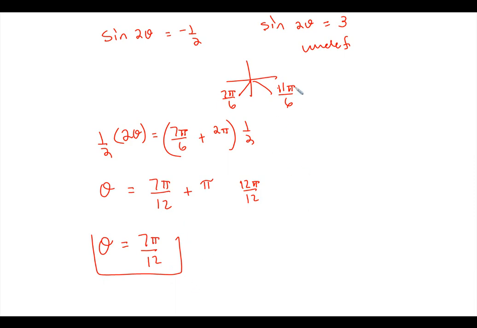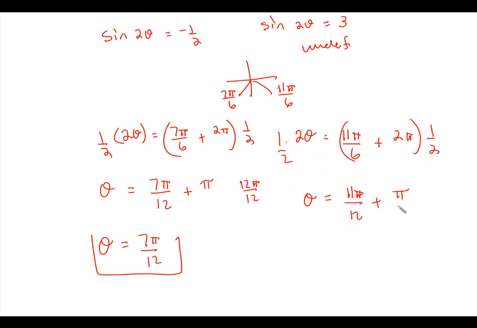Now we're going to do the same thing with the other angle, the 11 pi over 6. So we have 2 theta is equal to 11 pi over 6 plus 2 pi. And then multiply by 1/2 on both sides. We're going to end up with theta is equal to 11 pi over 12 plus pi, right?